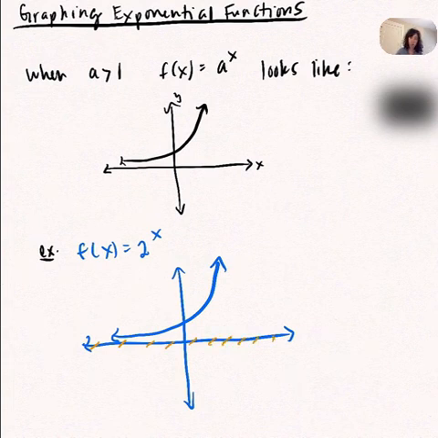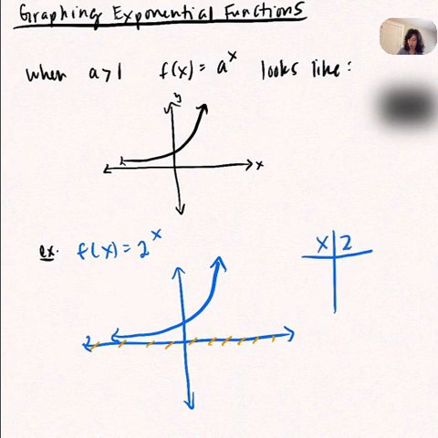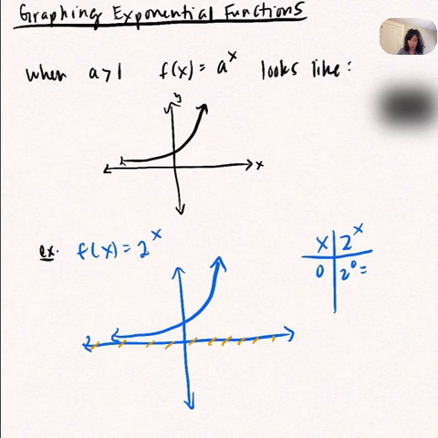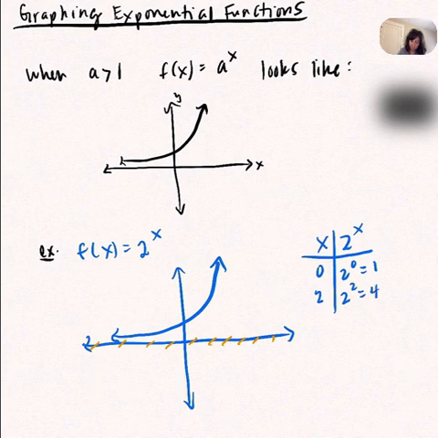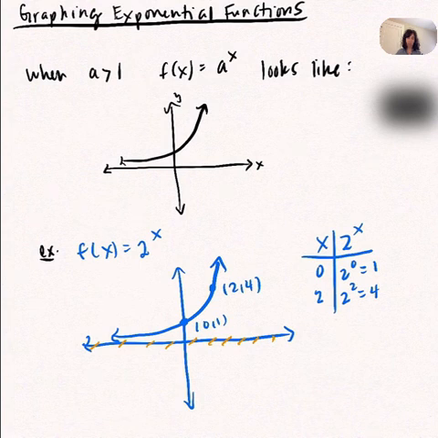Now you can figure out what some of the specific points are on this graph by making a table and plugging values in. So for example, if we want to know what the output is when x equals 0, we can plug it in to get 2 to the 0 is 1. We can plug in another number, like maybe 2, to get 2 to the 2 equals 4. And that tells us that we have some specific points here, like (0, 1) and (2, 4) on the graph. But it's a good idea to memorize the general shape of an exponential function, a to the x, where a is bigger than 1. It looks like this.